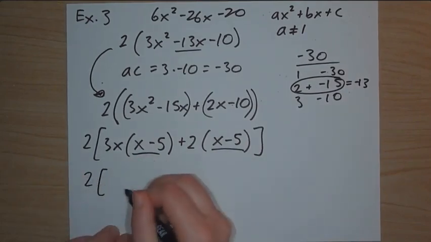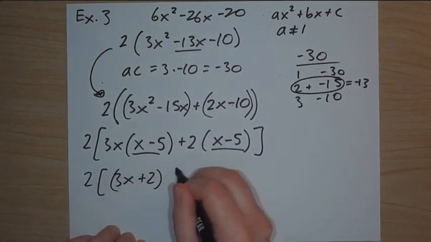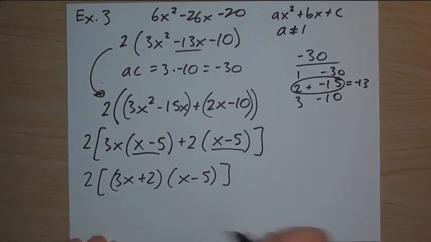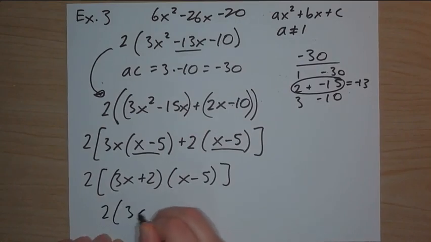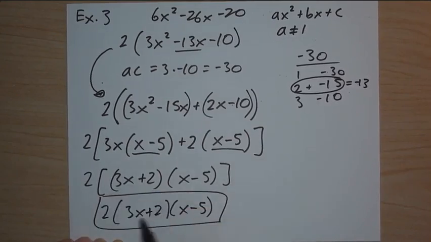So we can rewrite our inner portion as 3x plus 2 times x minus 5. And to just make this easier on the eyes, we can also just rewrite this as 2 times 3x plus 2 times x minus 5. No need for the outside brackets. And to always check your answer, you can always FOIL.